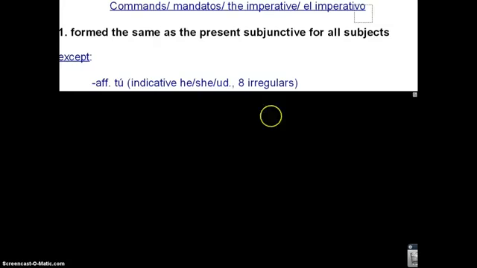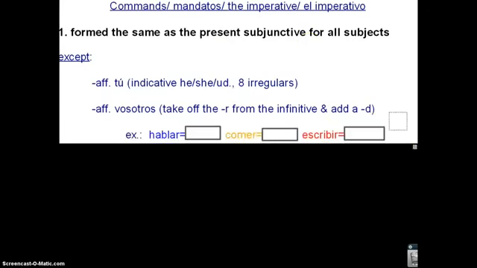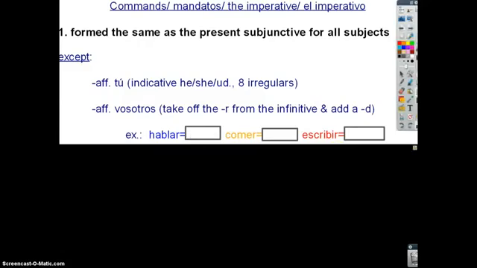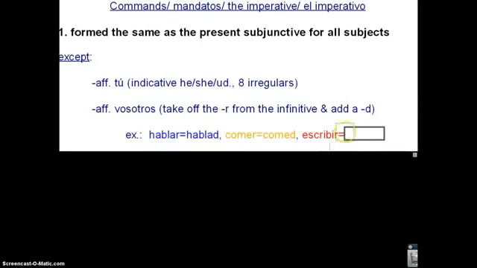Also an exception we've been talking about lately are your affirmative vosotros commands, because all you do is take off the R from the infinitive and add the letter D. That's all you do for affirmative tú and affirmative vosotros commands. Otherwise, the negatives and all other commands take the present subjunctive, yo, drop the o, opposite ending. Speaking of these vosotros commands, if I take off the R of hablar and add a D, there's the vosotros command. There's the vosotros command. And there's the vosotros command.